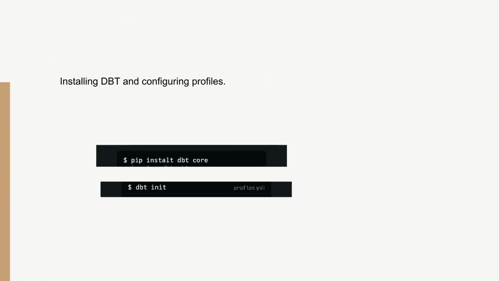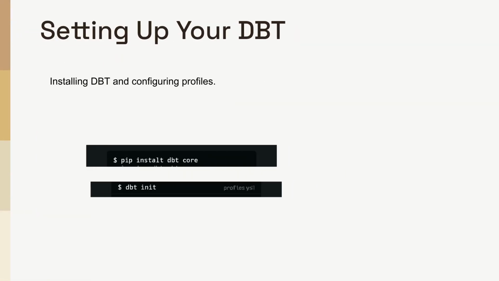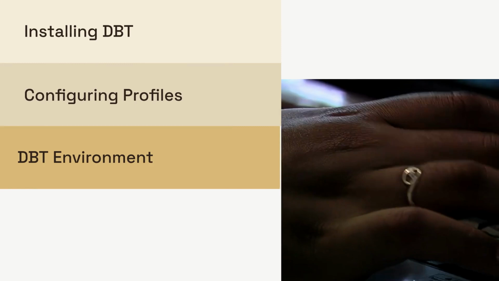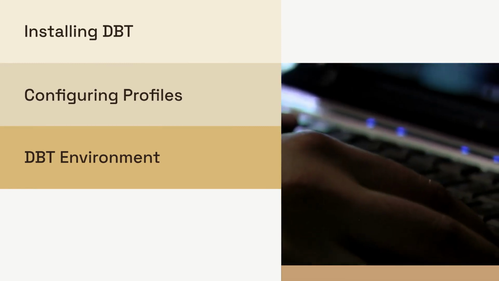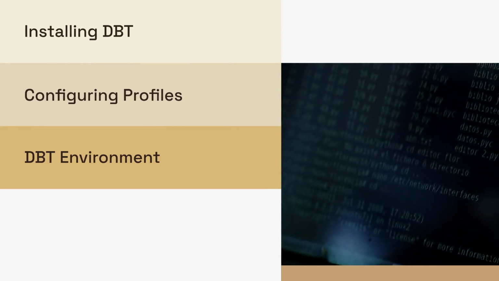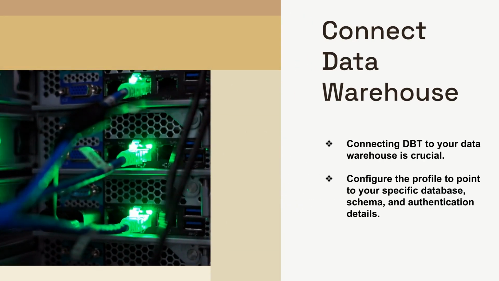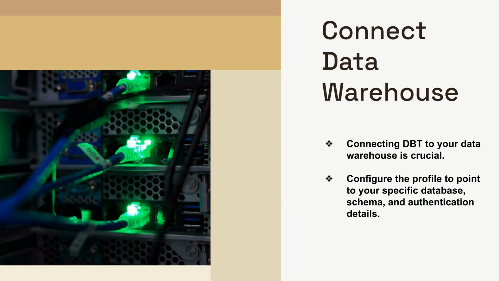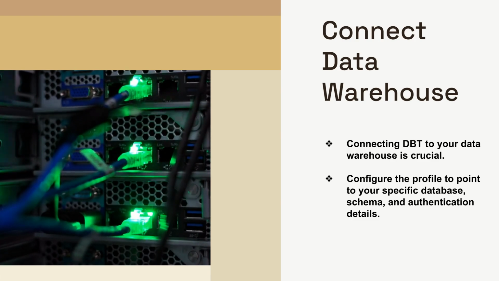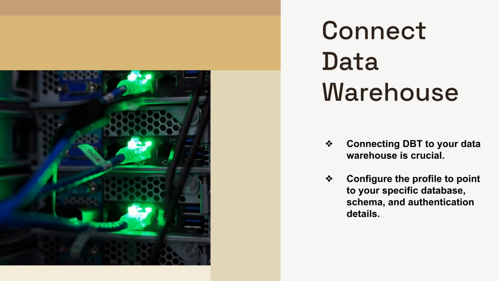Before you start using DBT, you need to set up your environment and configurations. This involves installing DBT and configuring profiles. First, install DBT using pip. Then, configure your DBT profiles with your data warehouse credentials. Connecting DBT to your data warehouse is crucial. Configure the profile to point to your specific database, schema, and authentication details.